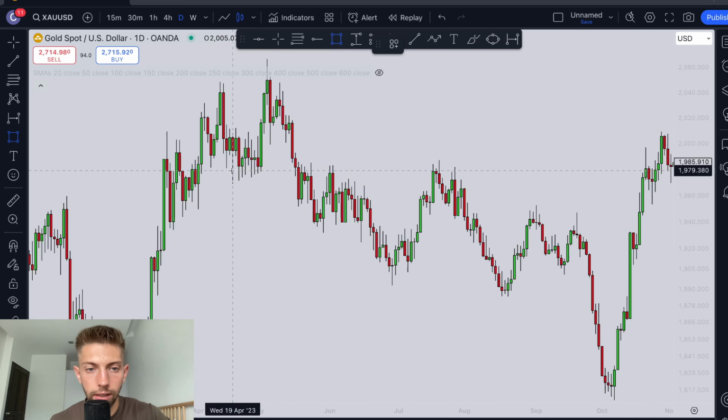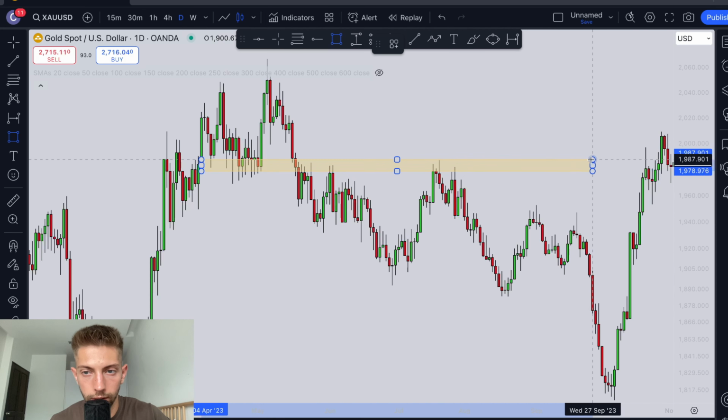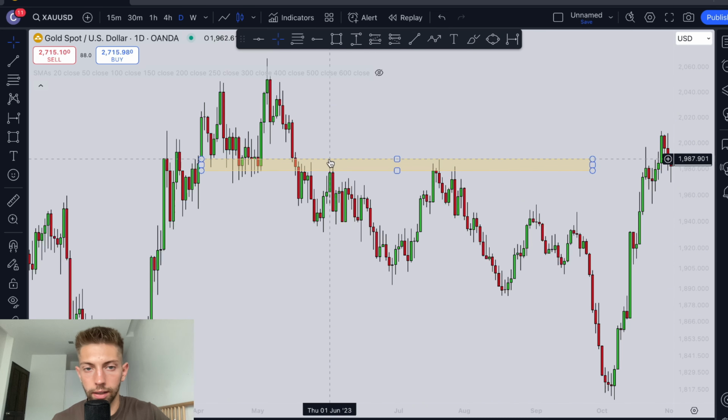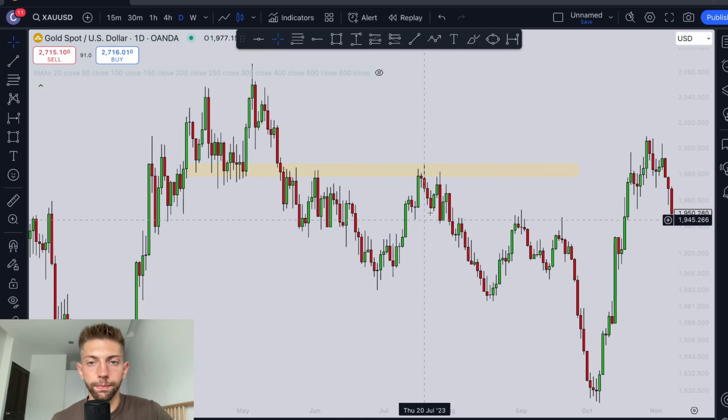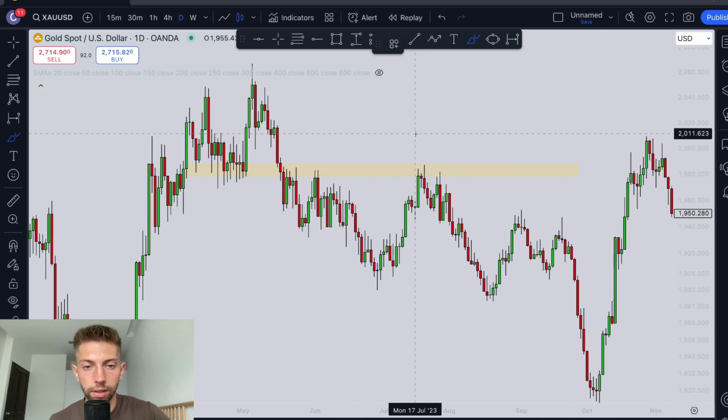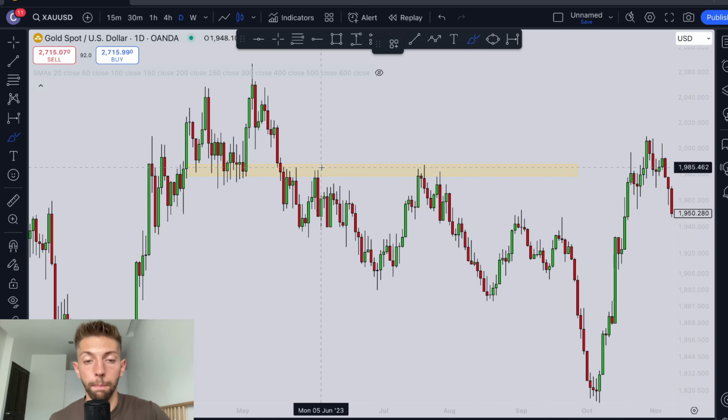So as you can see, this level was a level of support here. Then if I drag it to the right, it acts as a level of resistance once, twice, third time, fourth time. So that's the first thing, but the second thing, the main thing, is look at the reaction price is giving me.